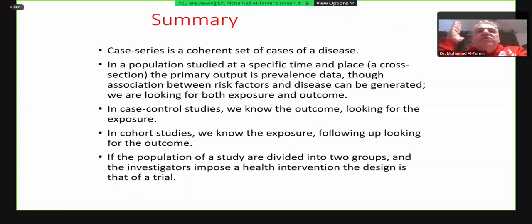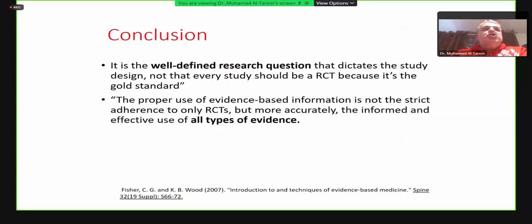In case control studies, we know the outcome, we look for the exposure. We select based on the disease, we want to know what the risk factors are. In cohort, we know the risk factor, but we want to follow up to look if they develop disease or not. If the population of study is divided in two groups and the investigator imposes a health intervention, the design is a trial.